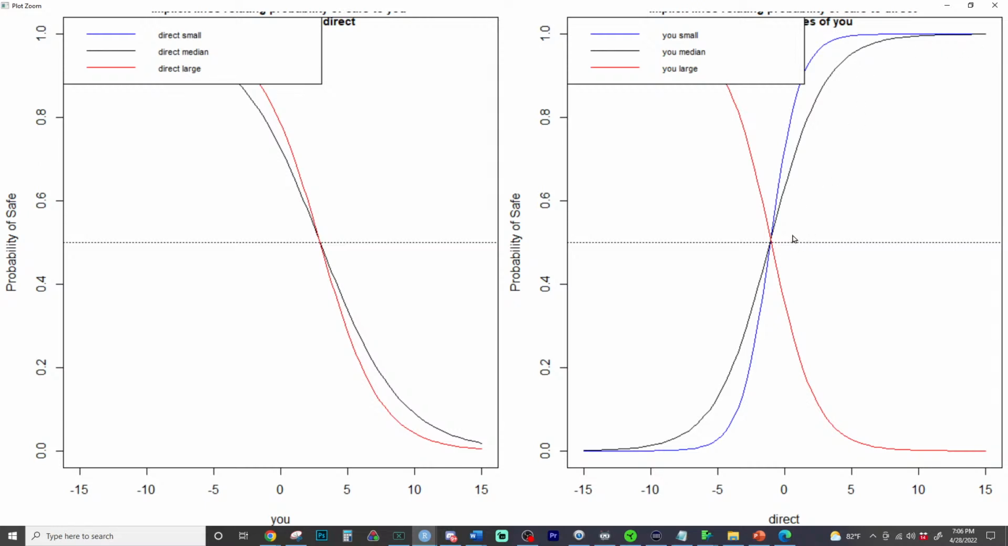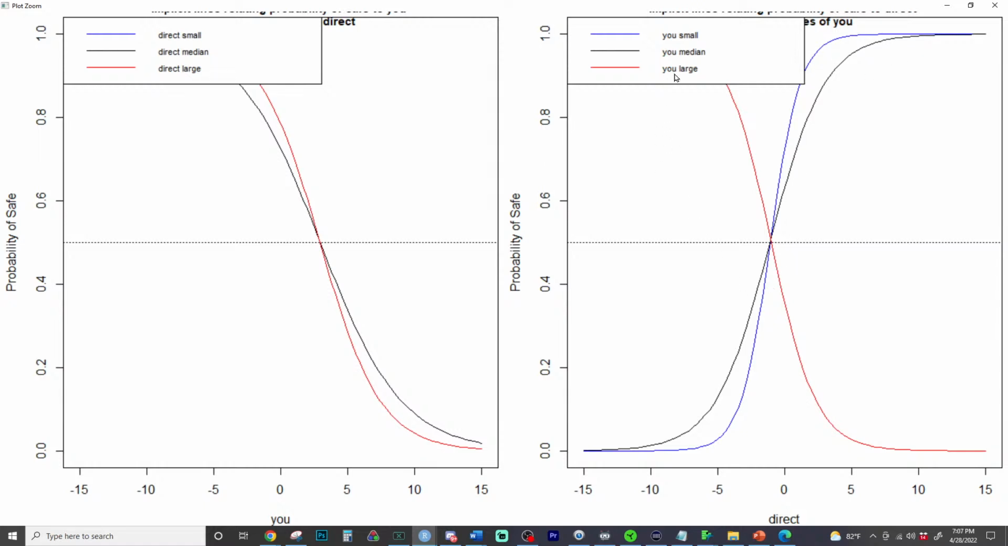The answer is: it depends. Sometimes it'll increase it, but sometimes it decreases it. So the way in which direct explains the probability of being safe depends on how often U is said. In instances where U is said a small amount of times, there is a very strong positive relationship where direct, if it doesn't say U that much, is going to increase the probability of it being safe.